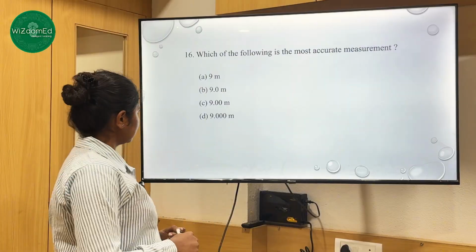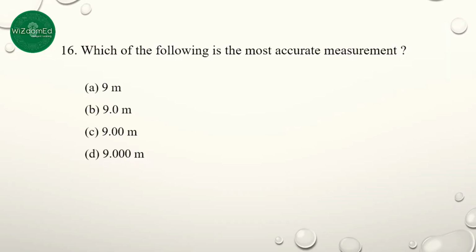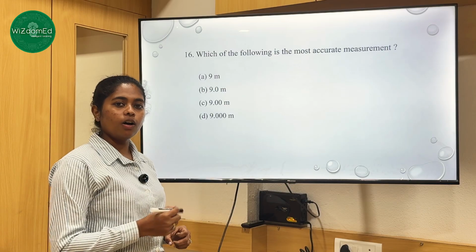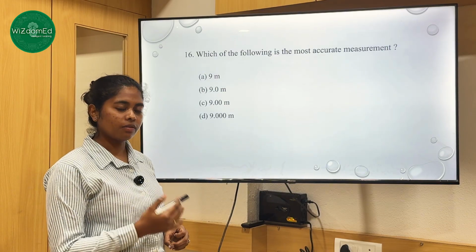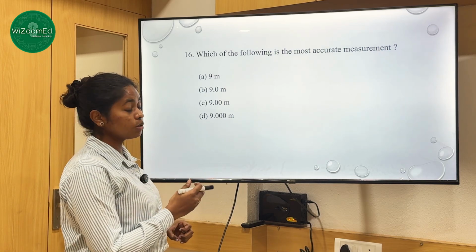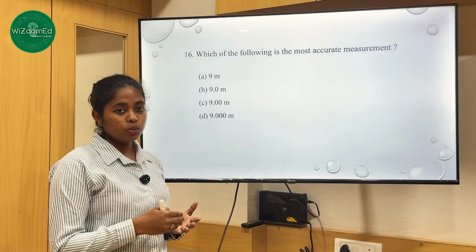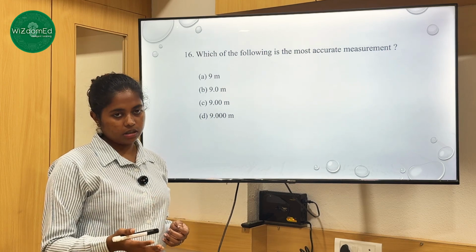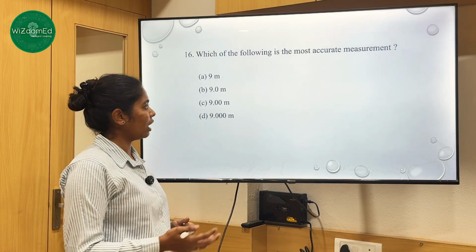So our next question is, which of the following is the most accurate measurement? We have been given 4 options: A 9 meter, B 9.0 meter, C 9.00 meter and D 9.000 meters. Here all our values are the same, all having the value 9, but they are asking us which is more accurate. The one having more number of significant figures is going to act as more accurate.